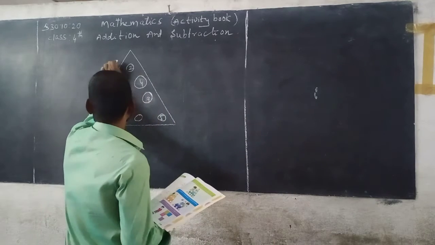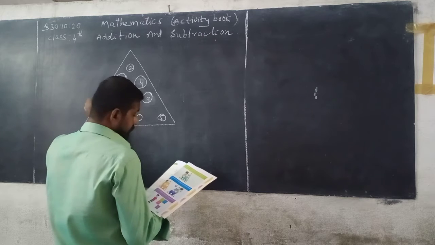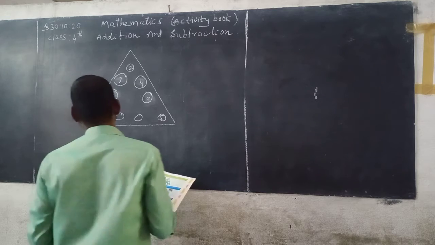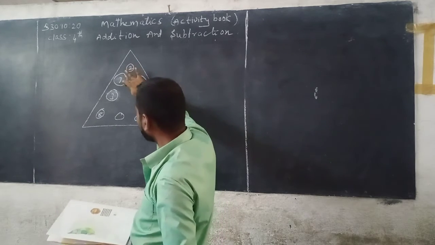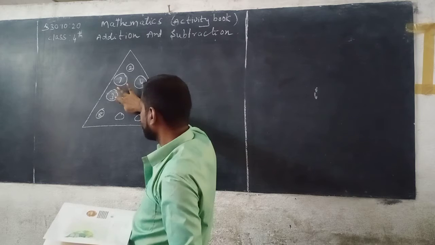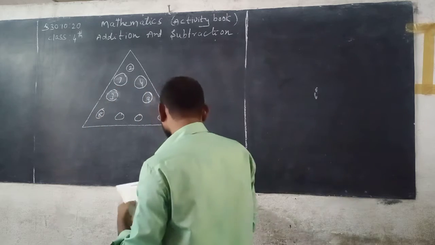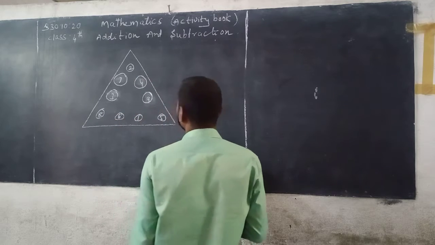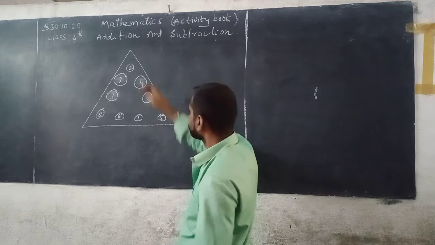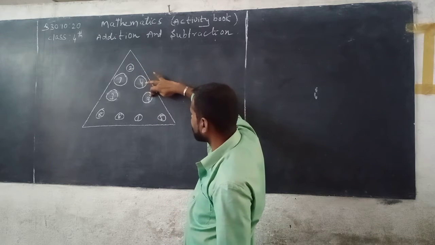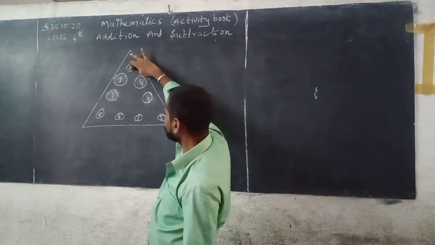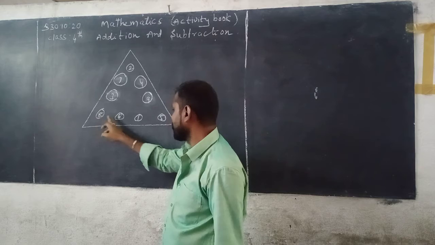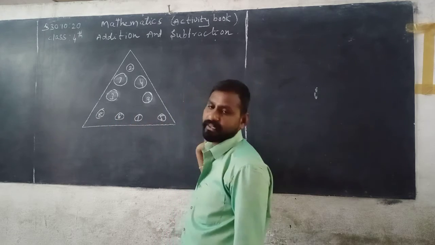Next 2 plus 7, 9, 9 plus 3, 12, plus 8, also 20. Now here 8 plus 6, 14 plus 1, 15 plus 5, 20. Did you understand? See once again, 2 plus 4, 6, 6 plus 9, 15 plus 5, 20. 2 plus 7, 9, 9 plus 3, 12, 12 plus 8, 20. Next 8 plus 6, 14 plus 1, 15 plus 5, 20.